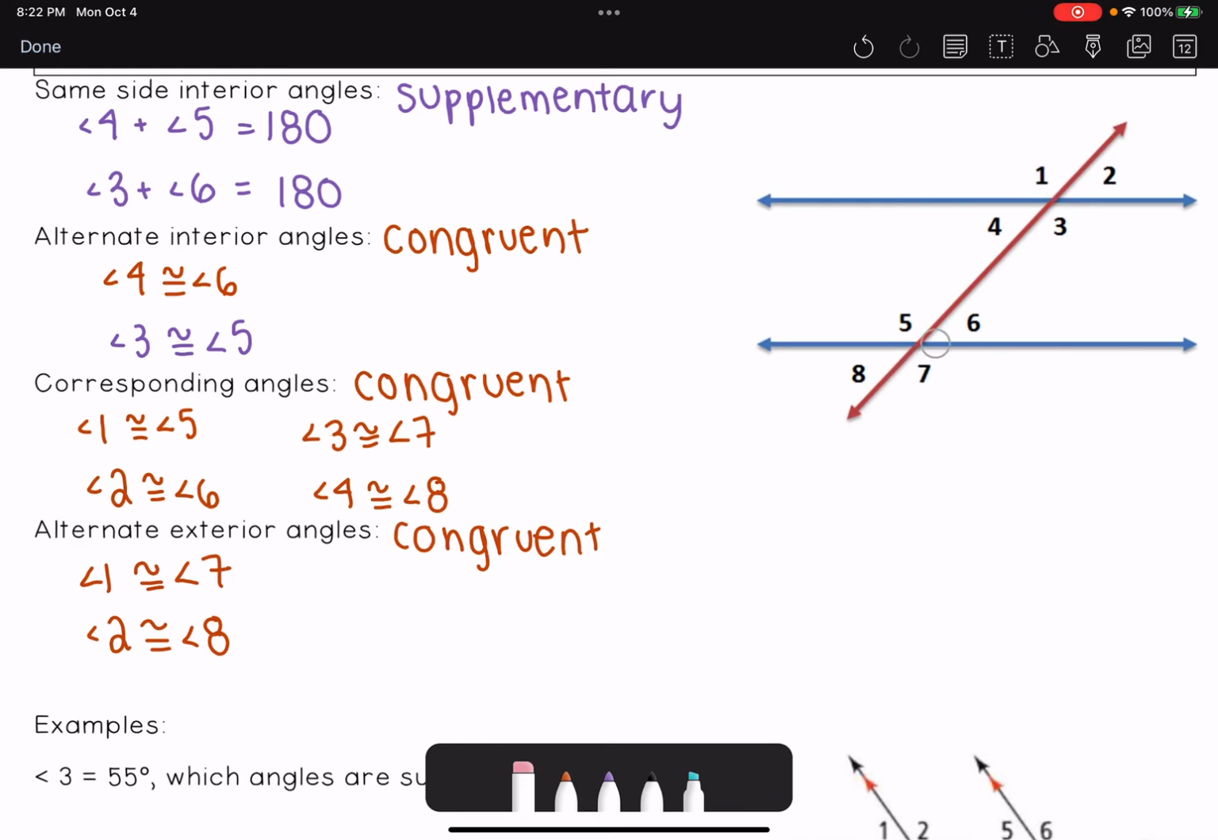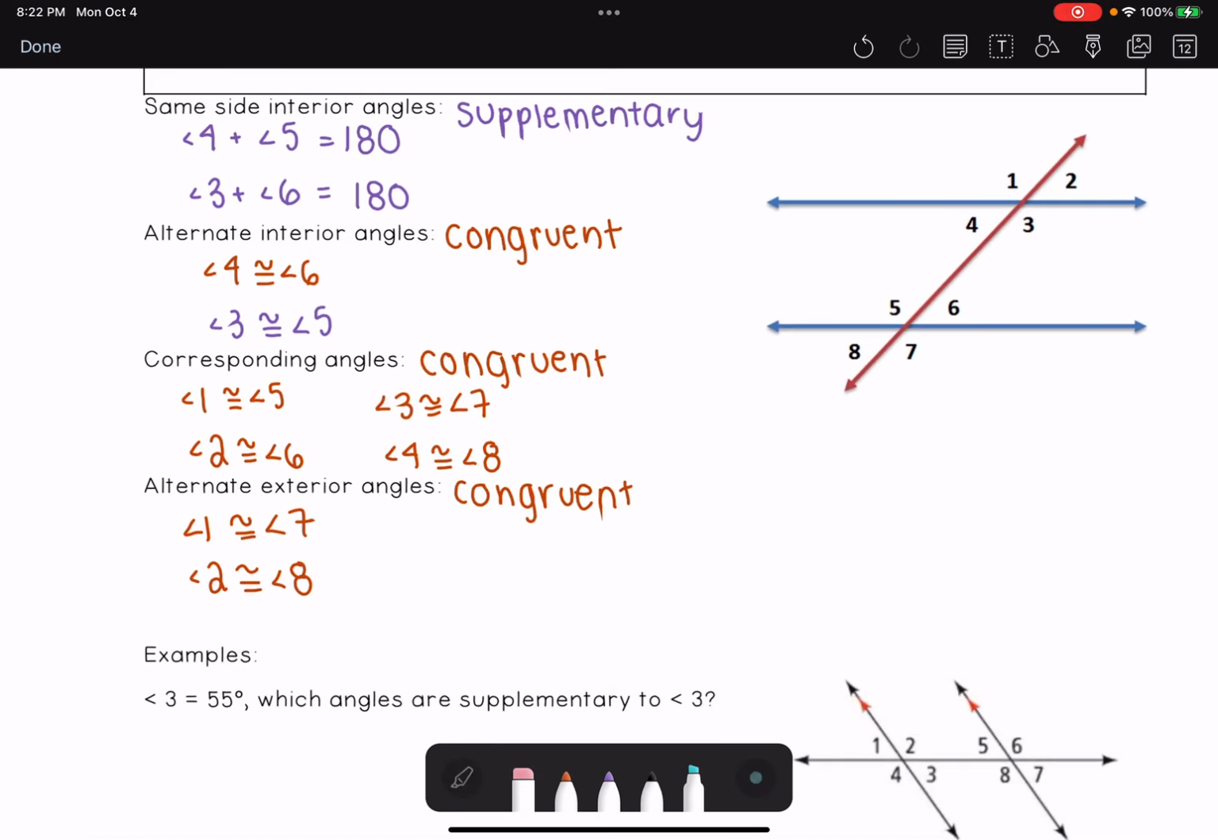I also want to make sure that you know this only works if these 2 lines are parallel. So if I call this one L and this one M, L has to be parallel to M for all of these statements to be true. If we combine all of these together, we actually only end up with 2 different angle measures.